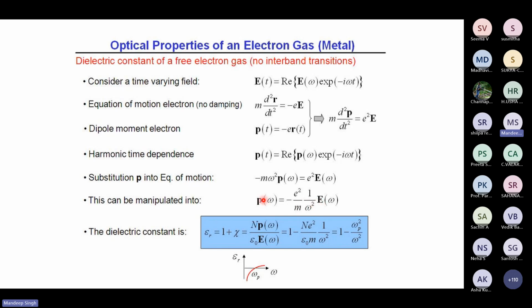Okay, so once the dipole moment is known, we can put it in the standard relation of dielectric constant, that is equal to 1 plus chi, and chi is nothing but capital N, the concentration of the electrons, into dipole moment divided by epsilon naught E omega. Here we can substitute the value of dipole moment, get the final relation, and then substitute the value of omega p. In the end, we will get epsilon r equal to 1 plus omega p square by omega square.